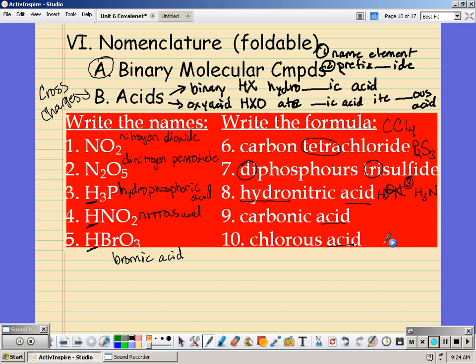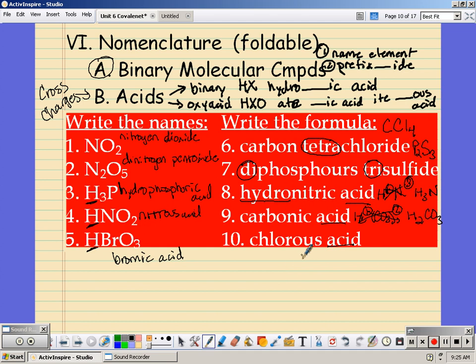In 9 and 10, I don't have the prefix hydro, so I know it's an oxyacid. I look on page 224 or at my list of polyatomics. Ic would change back to ate, so carbonate. Crossing charges with hydrogen, the 2 would come down, the 1 would come down, and I would have H2CO3.